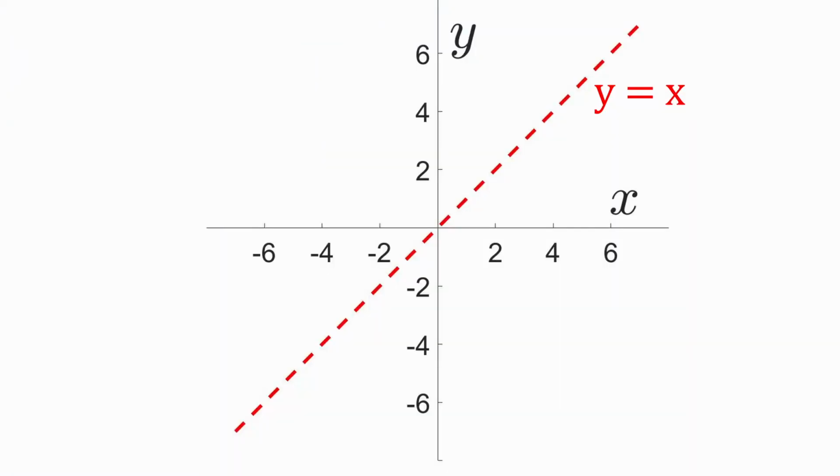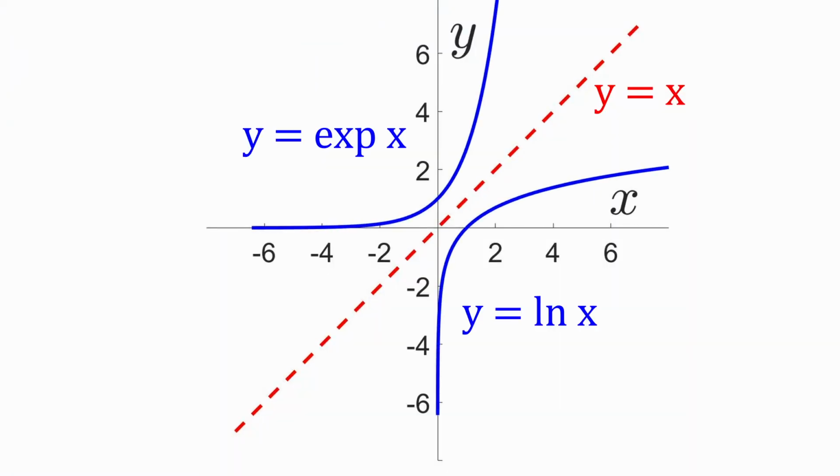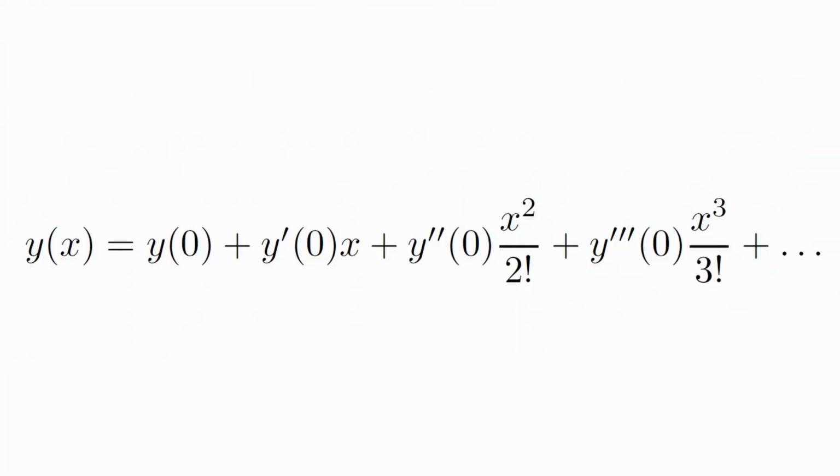Once we have the exp function, we can easily plot its inverse, the ln function. We simply reflect the exp function across the line y = x. We define the exp function as a solution of a differential equation, but we can also define it as a power series. Recall the Taylor series for the function y = y(x).